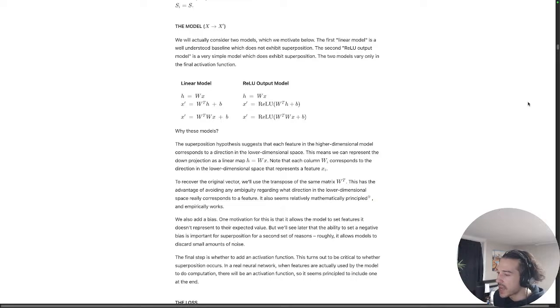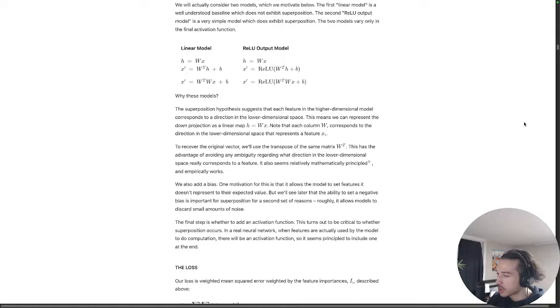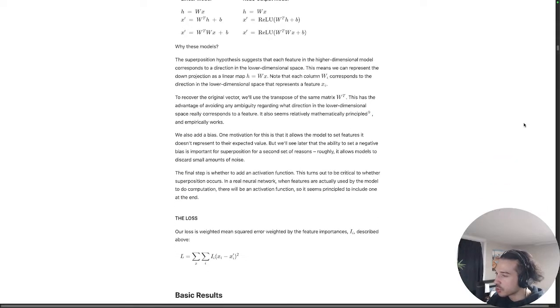We also add a bias. One motivation for this is that it allows the model to set features it doesn't represent to their expected value. But we'll see later that the ability to set a negative bias is important for superposition for a second set of reasons. Roughly, it allows models to discard small amounts of noise. The final step is whether to add an activation function. This turns out to be critical to whether superposition occurs. In a real neural network, when features are actually used by the model to do computation, there will be an activation function, so it seems principled to include one at the end.